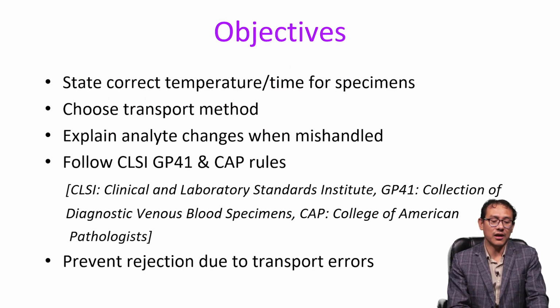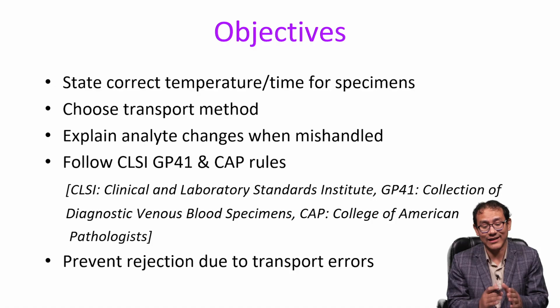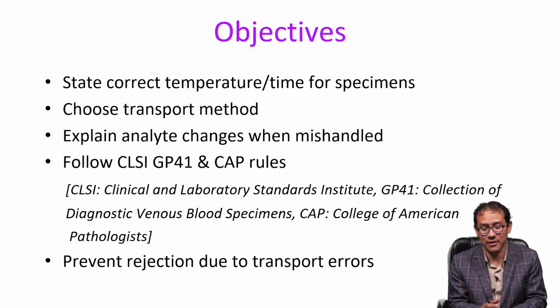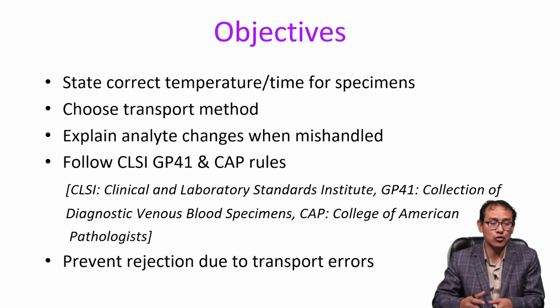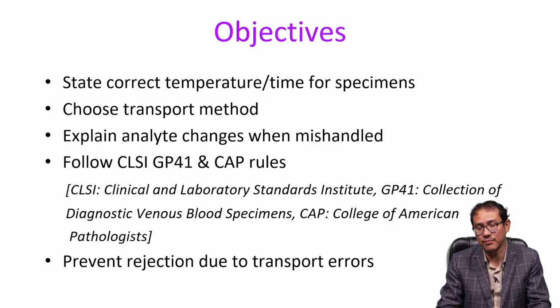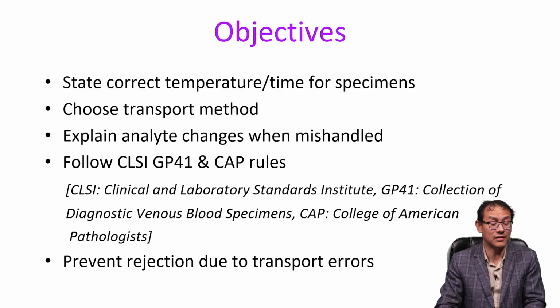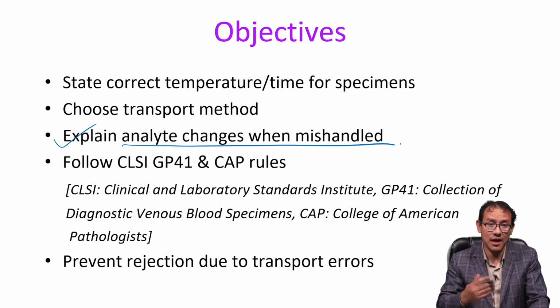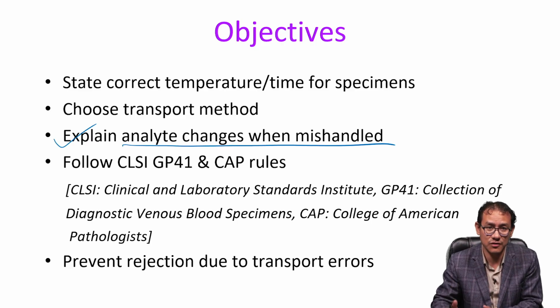The first objective is that you should be able to set the correct temperature and time for different specimens, depending upon what the specimen requires. Choose the transport method, whether you have to bring the sample by hand to the station where the analysis will be done. And explain the analytical changes when mishandled, what complications may occur, and what the rejection criteria are.